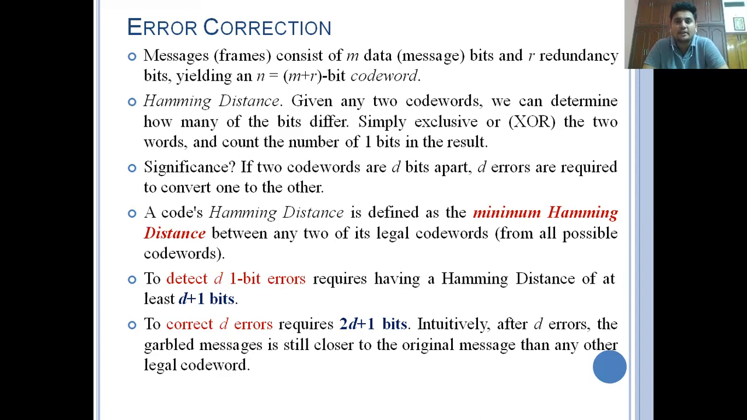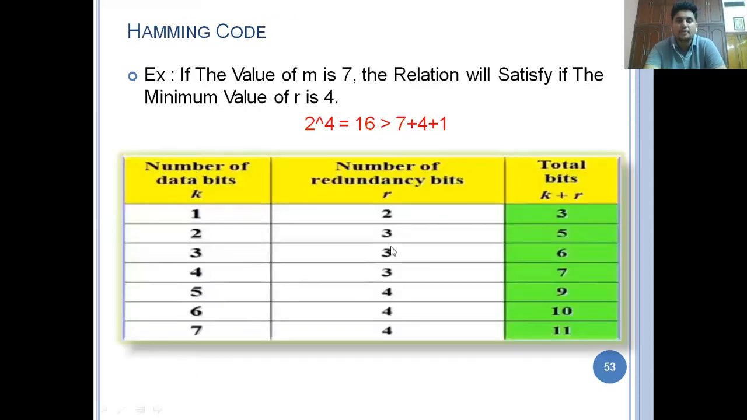The minimum Hamming distance between any two of its legal code words. To detect d one-bit errors requires a Hamming distance of d plus 1. So one-bit errors can be identified by using a Hamming distance code. So we are moving to Hamming code. Hamming code is used to correct one-bit errors.